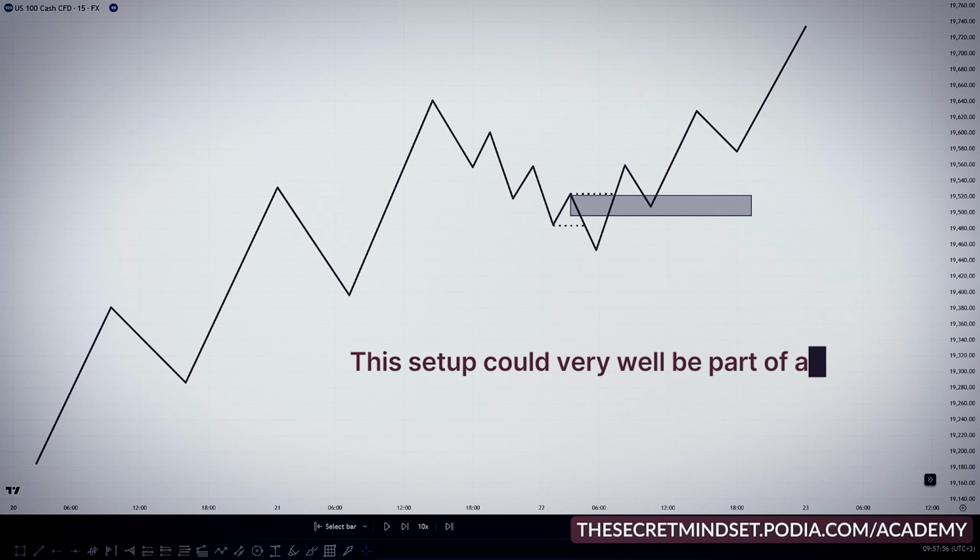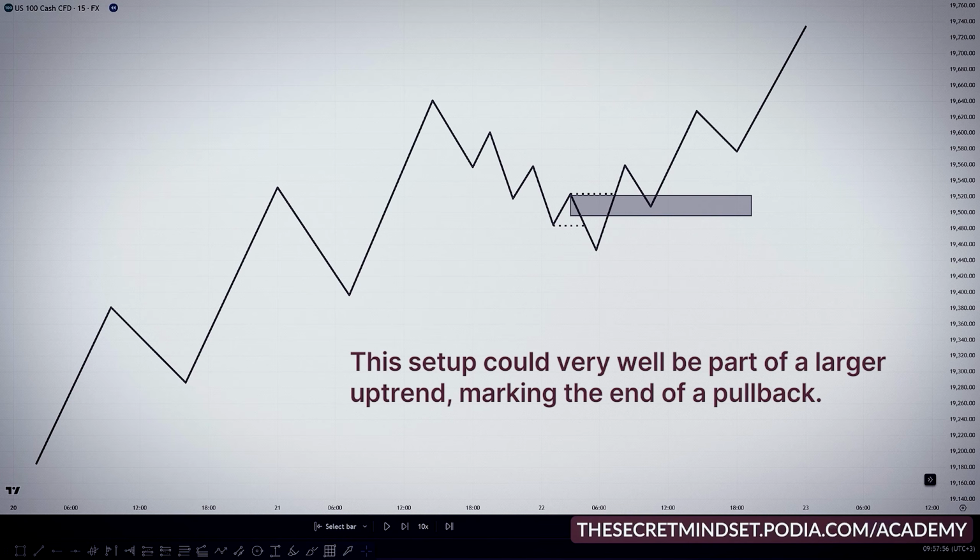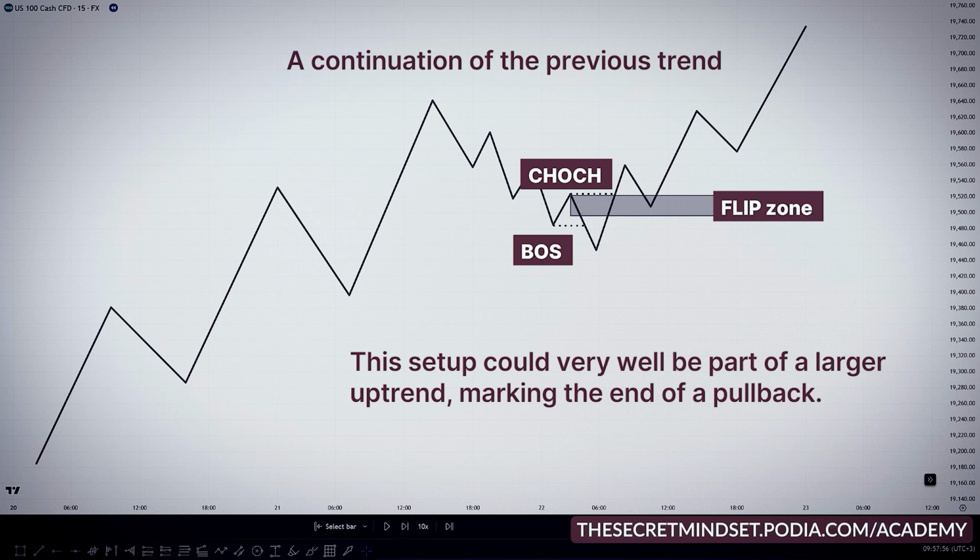Now, very important, when you spot a setup like this one, consider the larger context of the market. This setup, the break of structure, change of character, and the flip of demand to supply, could very well be part of a larger uptrend, marking the end of a pullback. And trading this setup as a continuation of the previous trend, rather than a reversal, is often the smarter move.